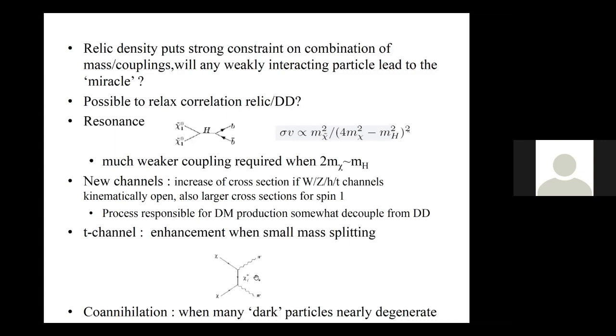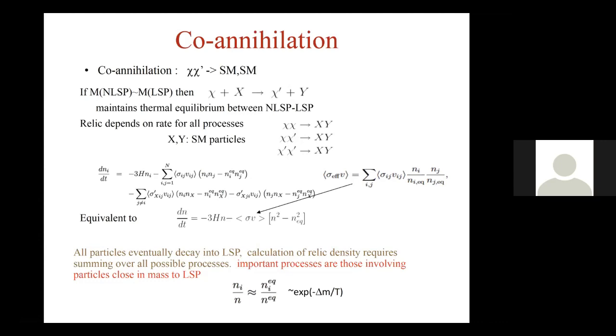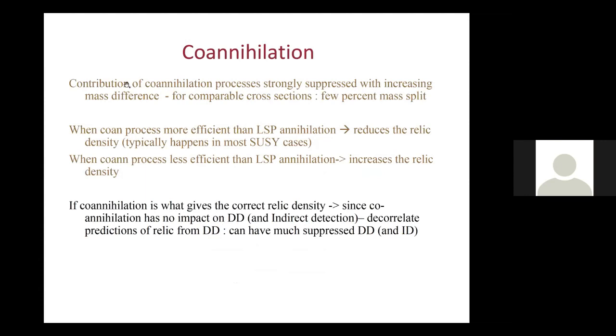And my final point, and this is important because it always comes up in supersymmetry, is that you can have co-annihilation. What is co-annihilation? This is only possible where you have many new particles in the dark sector with nearly the same mass. So let me say a few words about co-annihilation. Suppose that you have a dark matter particle, here the LSP in SUSY, and you have the next-to-lightest supersymmetric particle. Then you will have annihilation processes involving the NLSP into standard model particles.